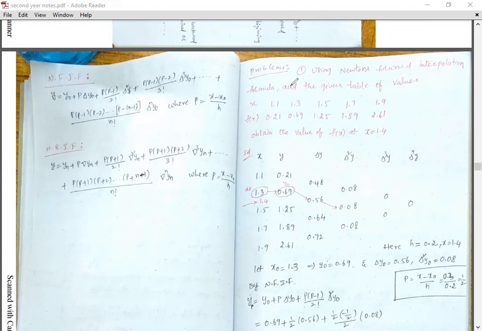Let us see the problem. Using Newton's forward interpolation formula and the given table values of x and y equal to f of x, obtain the value of f of x at x equal to 1.4. So it is clearly mentioned to use Newton's forward interpolation formula.